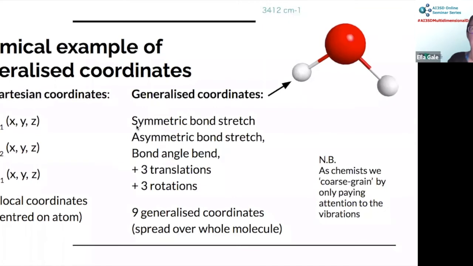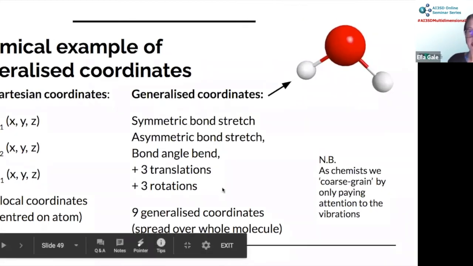We can also come up with a generalized coordinate. The generalized coordinate is spread over the entire molecule. And as chemists, there are 3 of these that we care about for water. Symmetric bond stretch, asymmetric bond stretch, and bond angle bend, which you can see up in this animation over here. Now, the 9 generalized coordinates can describe the motion and the movement of a water molecule exactly as you can with Cartesian coordinates.